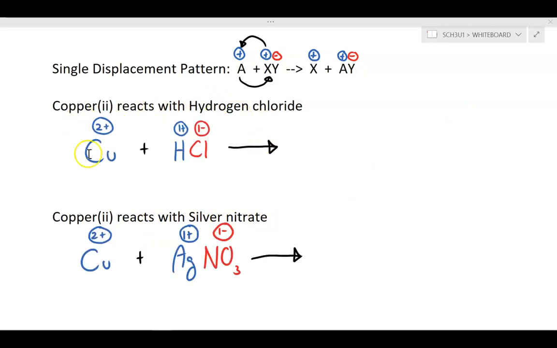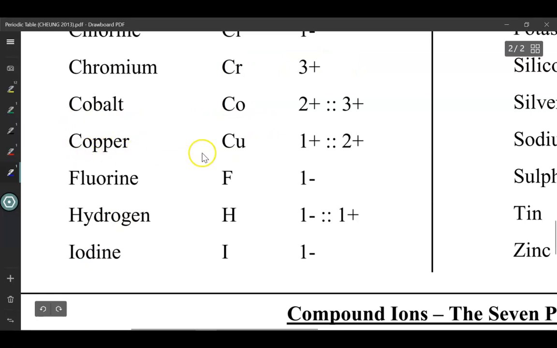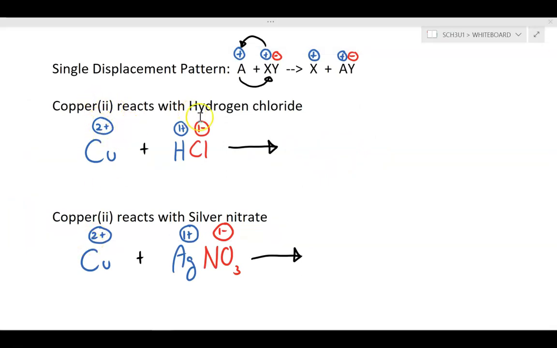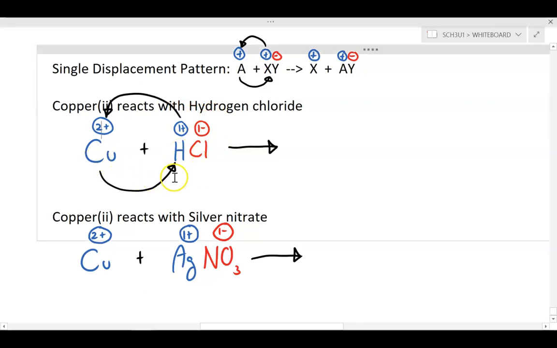Alright, so the first step is to write out the symbols. Because copper is multivalent with two options, 1 plus or 2 plus, I had to specify which version of copper it is. In this case, it's copper 2 plus. Next, we react it with hydrogen chloride. Make sure it's zero summed. In this case, 1 plus, 1 minus adds up to 0, so that's good. And now we switch places.